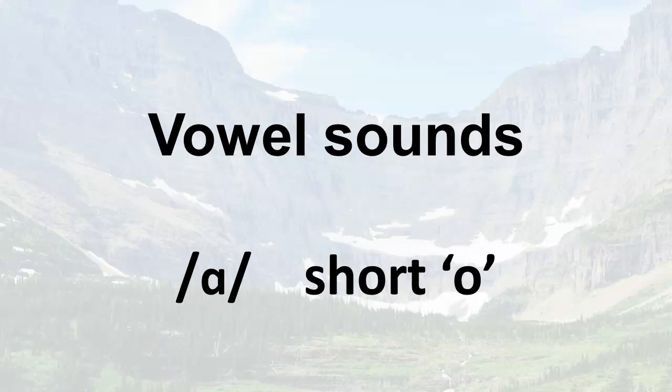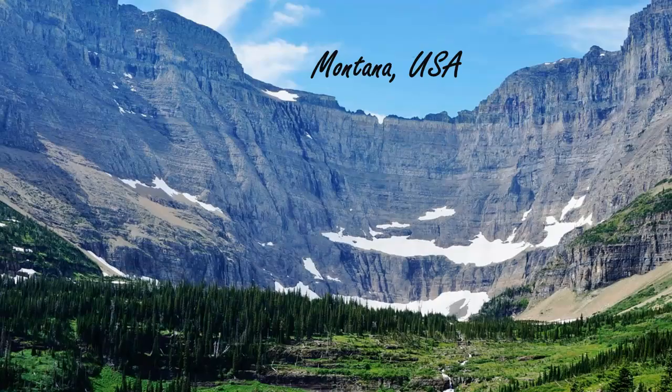Let's improve your pronunciation of American English by working on the vowel sounds. One of the best things that you can do to improve your overall pronunciation is to improve your pronunciation of the vowels in English. So we're going to work with the short O in this lesson, and the short O is represented by this symbol. So let's go ahead and get started.